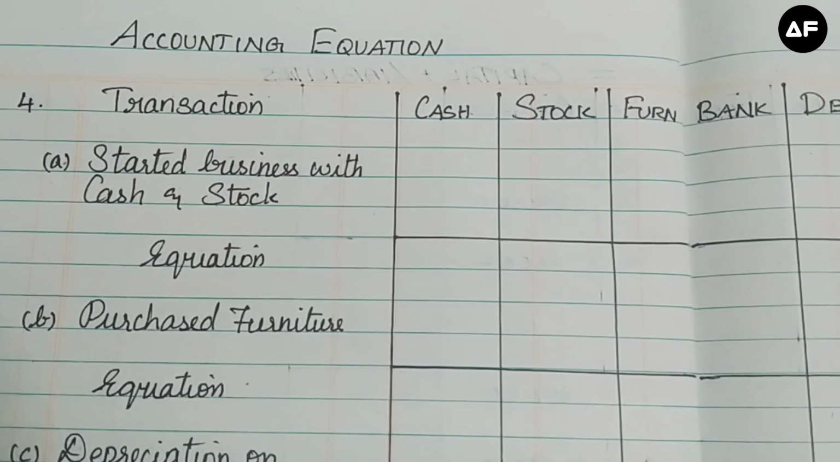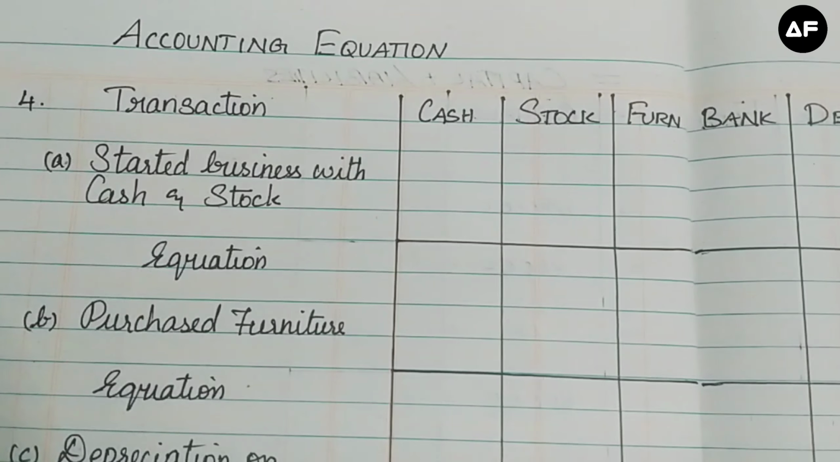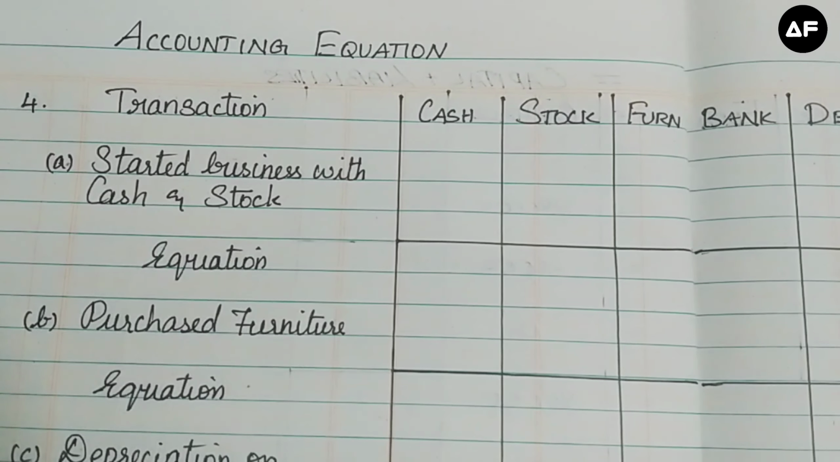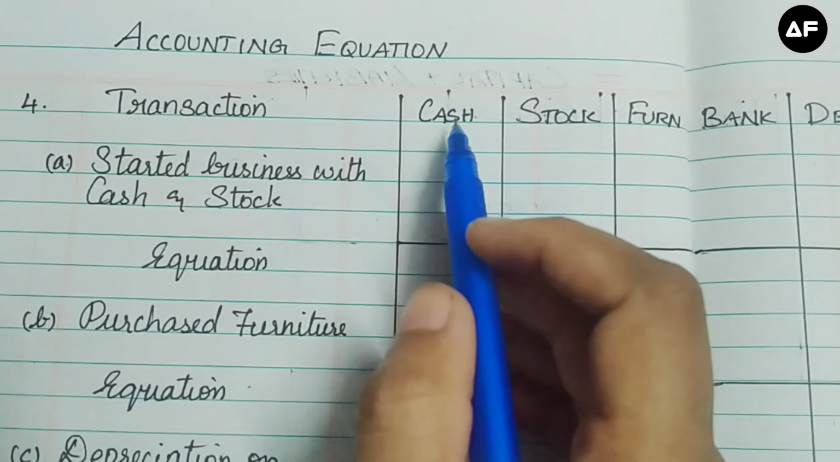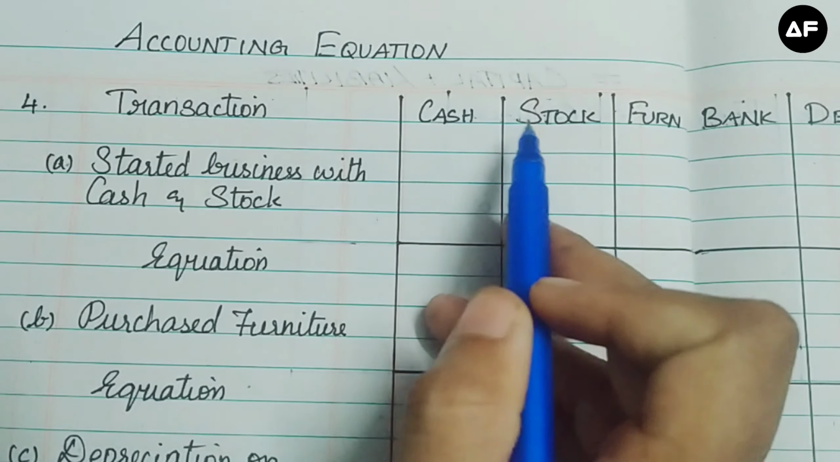Let's look into the fourth problem of Standard 11 Accounting Equation Concept, Samachir textbook. The first transaction in the fourth problem goes as: started business with 1,40,000 of cash and goods worth rupees 60,000. So this sum has cash and stock. With cash and stock they have started business. So first let's record cash and stock. I've already opened out the format of it, that is cash and stock.